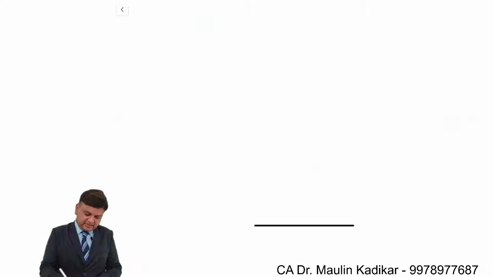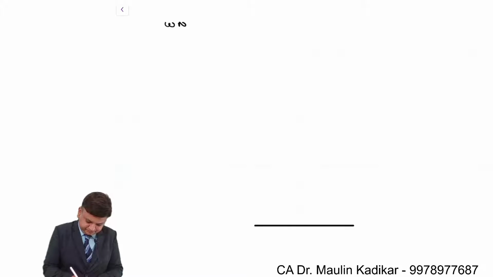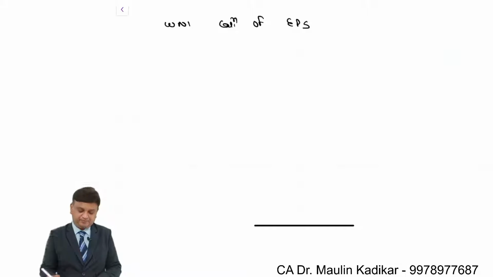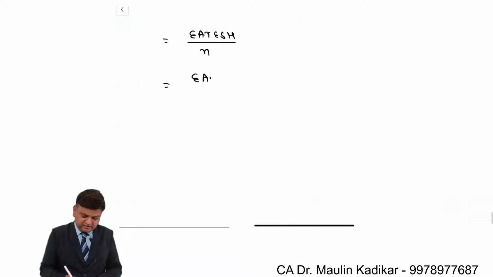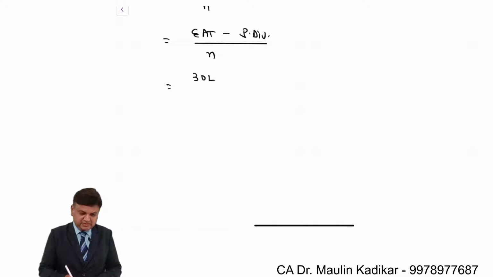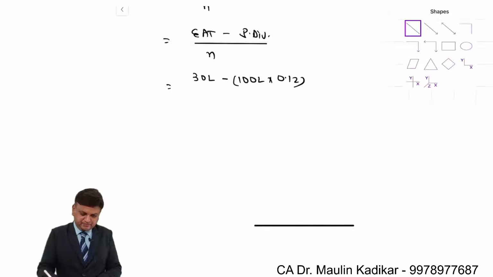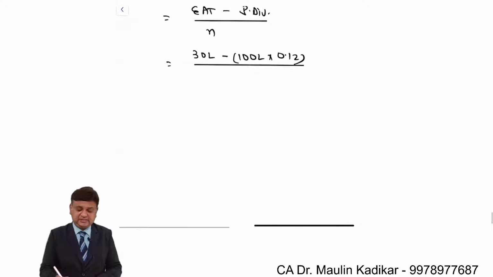So let us now execute the answer. Working note number 1. Calculation of earning per share. In that case, it is earning available to equity shareholders divided by number of equity shares. Earning available to equity shareholders is earning after taxes minus preference dividend, divided by the number of shares. What is earning after taxes? 30 lakhs. What is the preference dividend amount? 100 lakhs into 12%, so it is 12 lakhs. Divided by number of shares, 3 lakhs.